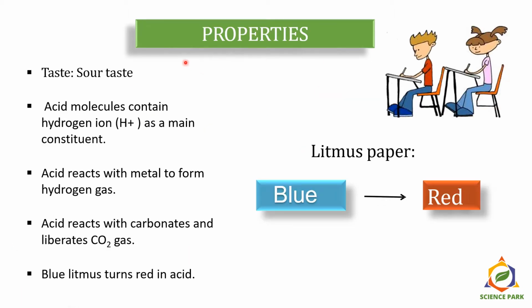Okay. Now let's see some very important properties of acids. First of all, if acid is present and if I dip litmus paper, blue litmus paper turns red immediately. All the acids taste sour. Acid molecules contain hydrogen ion as a main constituent. Acid reacts with metal to form hydrogen gas. Acid reacts with carbonates and liberates carbon dioxide gas. Blue litmus always turns red in acid. Never forget this last point.